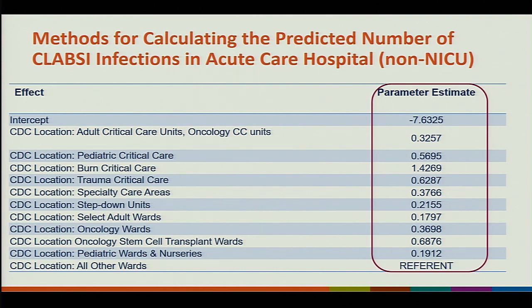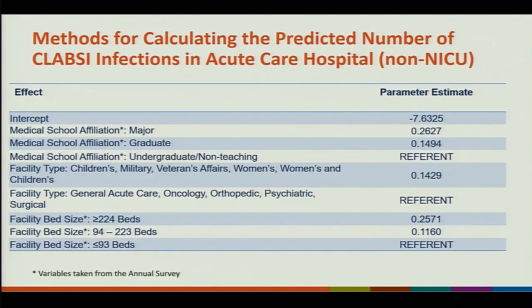The first table shows a breakdown of the different groupings of the CDC locations and their parameter estimates. The CDC location refers to how the units are mapped within NHSN according to the CDC definitions. This information depends on the patient population of the unit. Now, the second table includes the parameter estimates for medical school affiliation category, which is grouped into major, graduate, and undergraduate, non-teaching, which is the referent value of just this category.